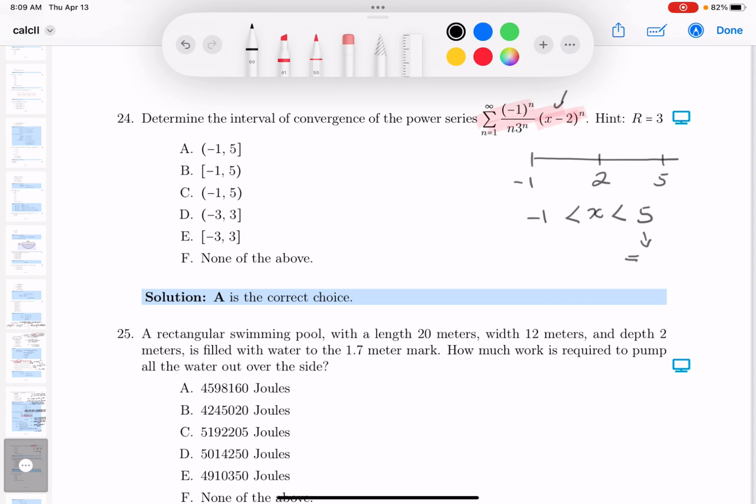You get the sum, n equals 1 to infinity. And then you get minus 1 to the n. And then if I plug in a 5, I get 5 minus 2, which is 3 to the n. And I see 3 to the n in the bottom, so I get n. This is a convergent alternating series, so I'm going to include the 5. Now let me do the minus 1, see what happens over there.